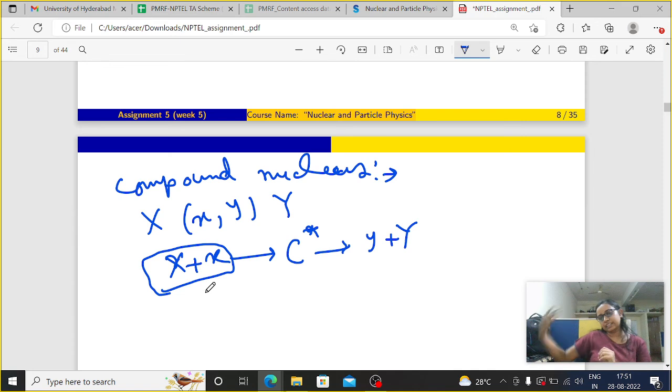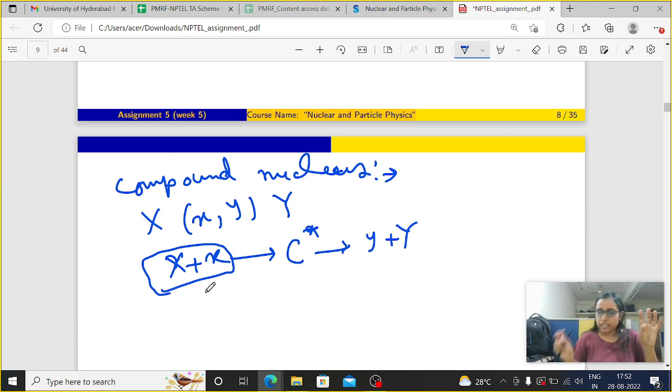I think in the next class we will discuss the Breit-Wigner formula and the Ghoshal experiment and all those things. But right now I am just talking about what is happening in the compound nuclear reaction. In that compound nuclear reaction, capital X is there and small x will come, and as I told you, small x will be low energy enough, it will not be a high energetic small x, it will be a low energy projectile.